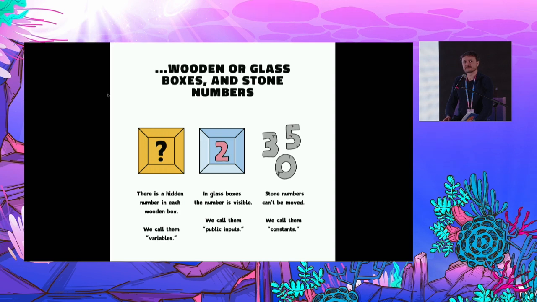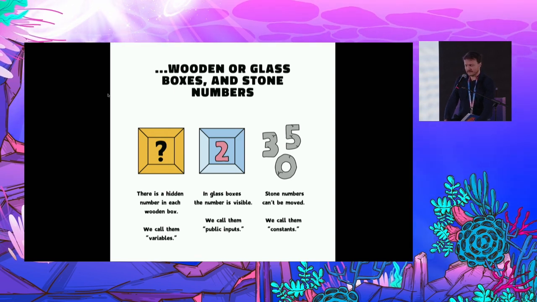We also have glass boxes. They also hold a number, but for glass boxes, you can actually see what's inside. We call them public inputs. And then we have stone numbers. These don't change. These are clearly visible. You cannot actually modify what's in there. And these we call constants.